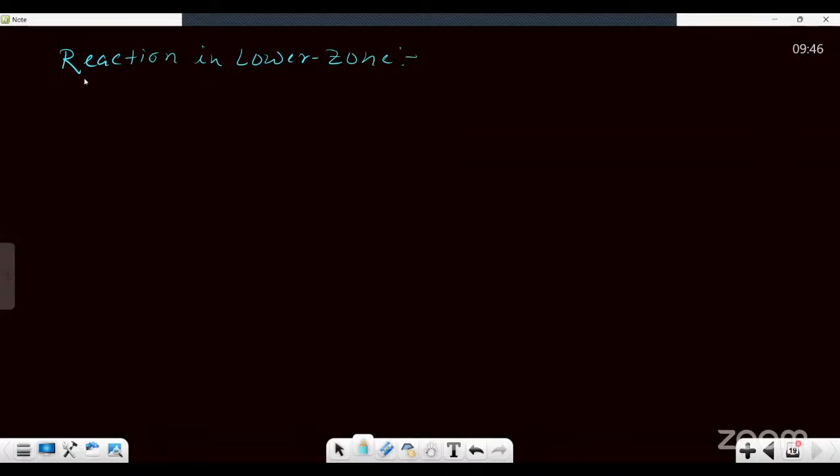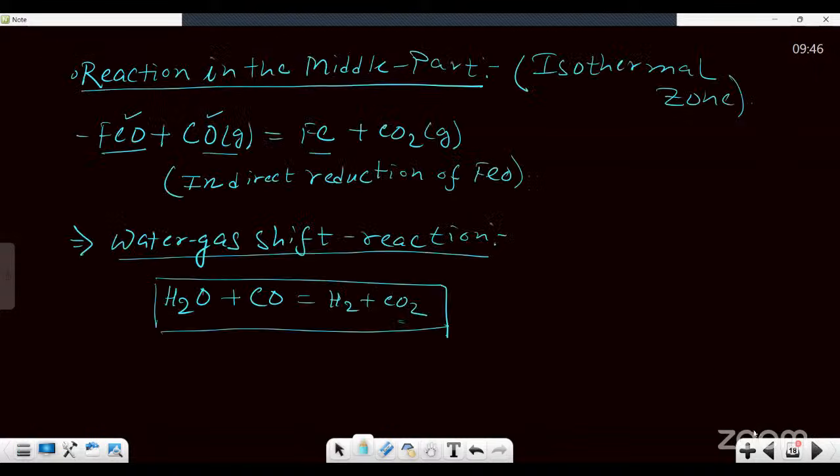Reaction in the lower zone in the blast furnace. So when I talk about the reaction in the lower zone, it is FeO plus carbon. Now see, लोअर zone में अभी बचा क्या है? Like you just understand it like that.